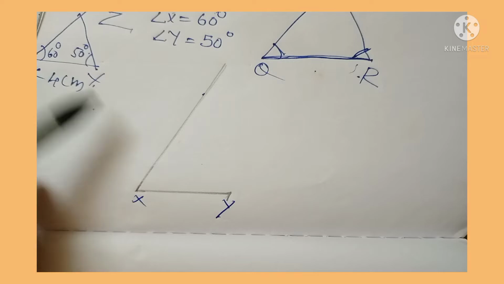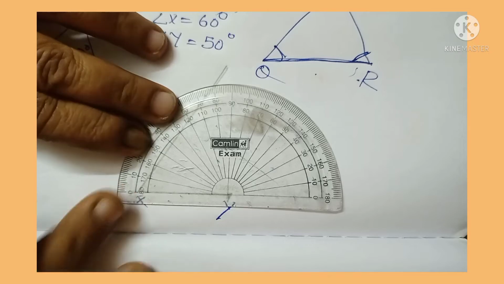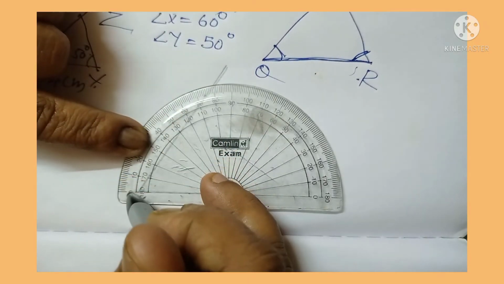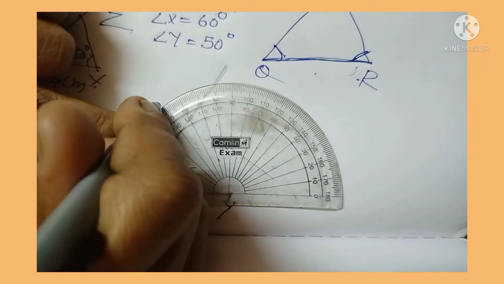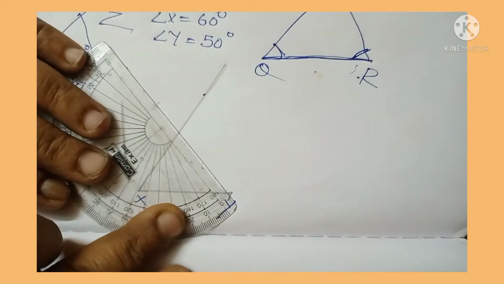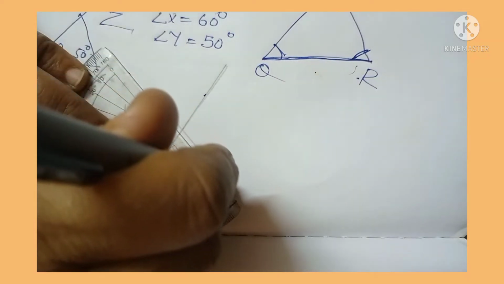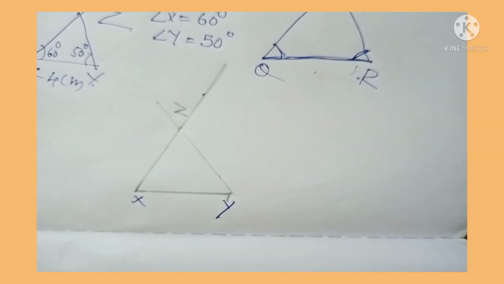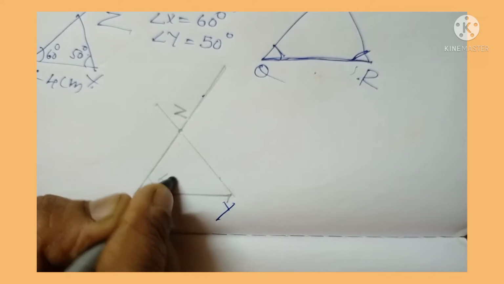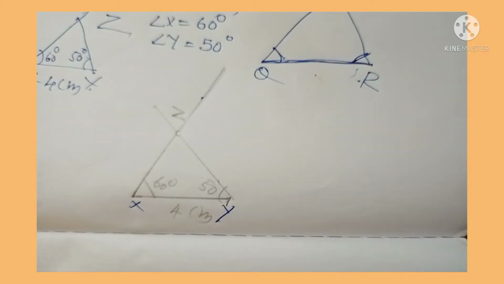Then from Y we want to take 50 degree. So from this side we want to take 50. So here 0, 10, 20, 30, 40, 50. So here we want to take 50. Then draw another line through this point. Then we got a triangle and let us name this point as Z. That is angle X is 60 degree and angle Y is 50 degree and this measure is 4 centimeter. So this is the construction of a triangle using ASA.